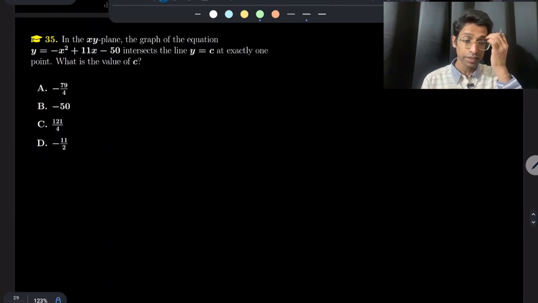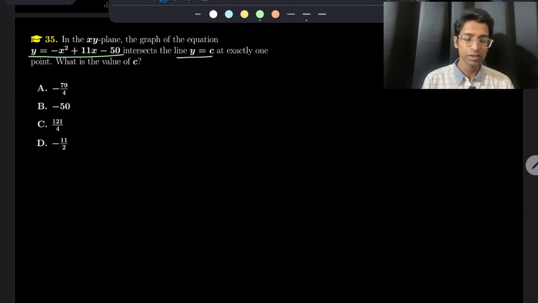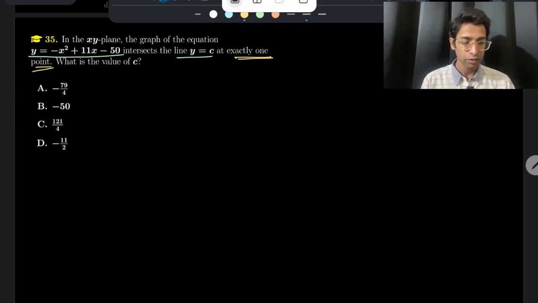Let's read the question. In the xy plane, the graph of the equation intersects the line y equal to c at exactly 1 point. So when you see exactly 1 point, please go to Desmos, and we need to type this equation, also this equation, and then see both this parabola and the line should intersect at exactly 1 point. For what value of c these two equations touch at 1 point, that's what we are interested in. So let's go to Desmos.